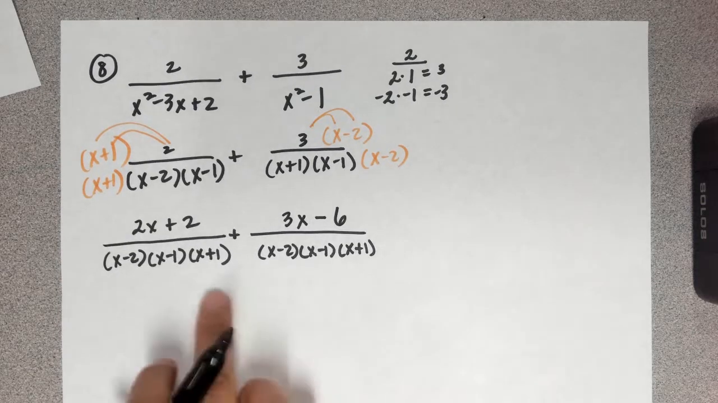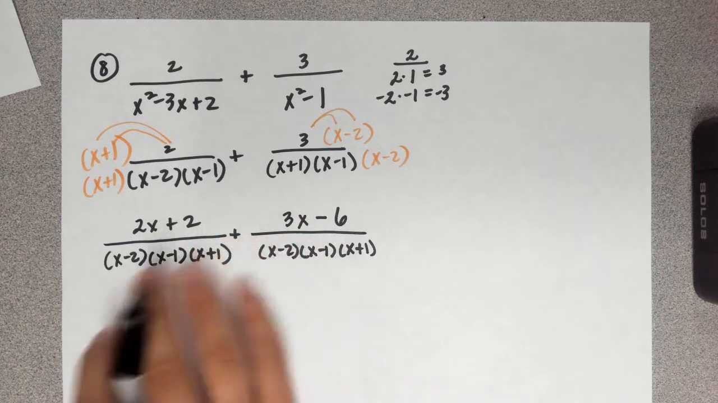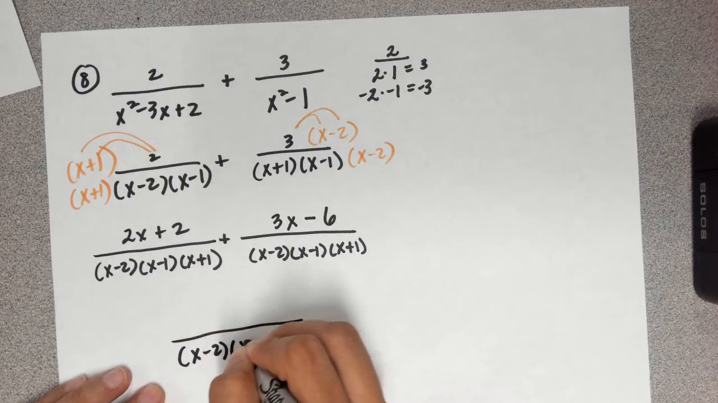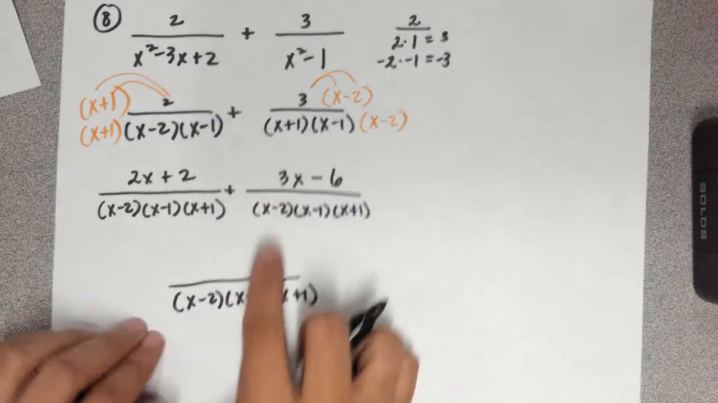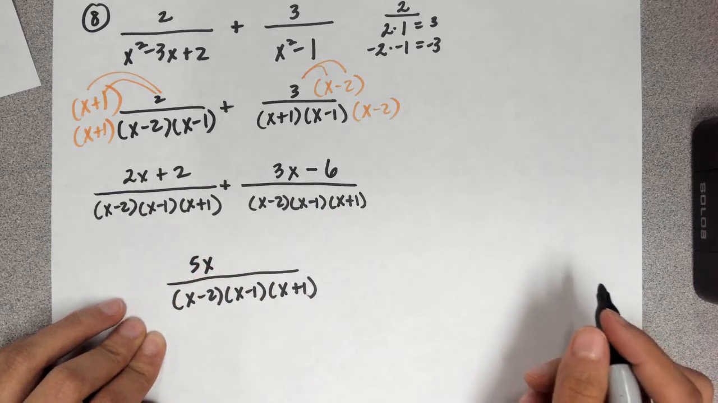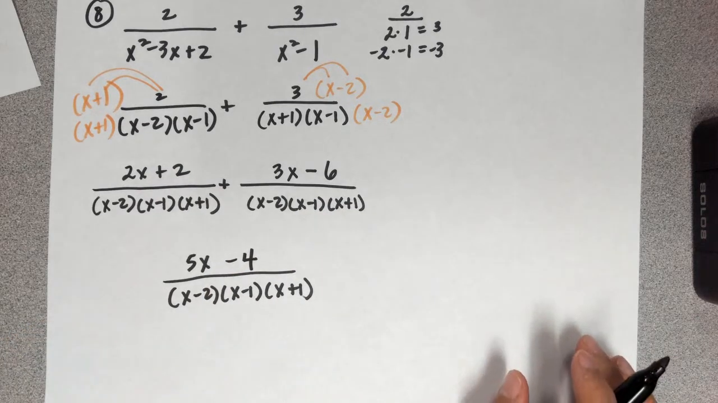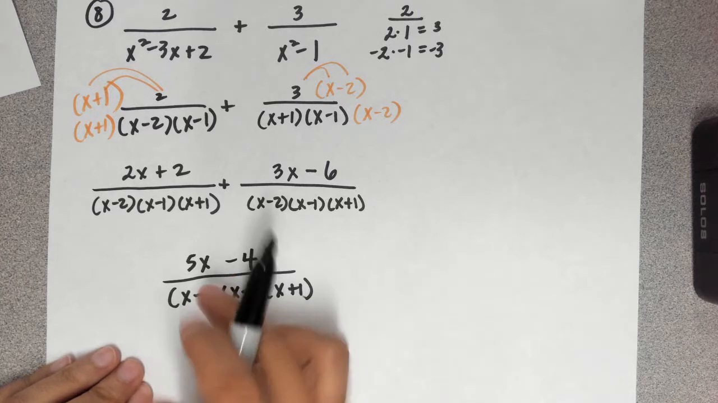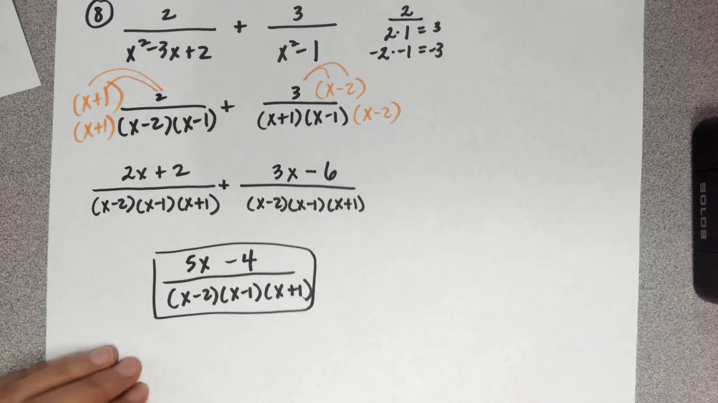Now that I have everything over one denominator, remember we're not solving, so we're not dropping the denominator, we're just adding, we're simplifying. So I'm going to write this over one denominator, and I'm going to combine like terms in the numerator. I'm going to smush it. So 3x plus 2x equals 5x, and then 2 minus 6 gives me negative 4. And here, since we have a trinomial, we don't need to multiply it out. But that is your final answer.